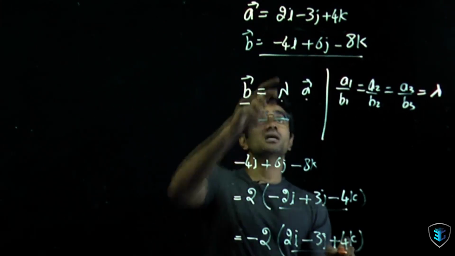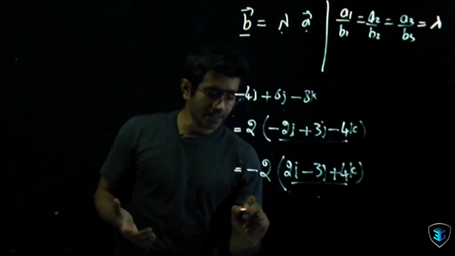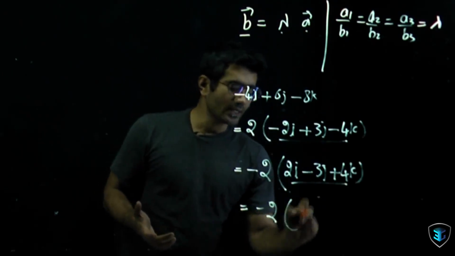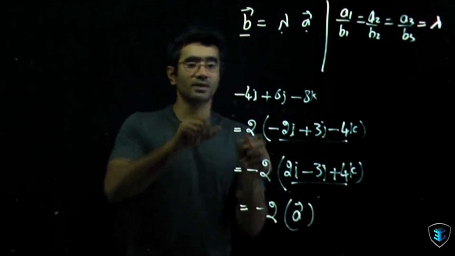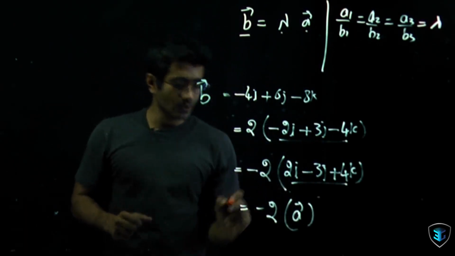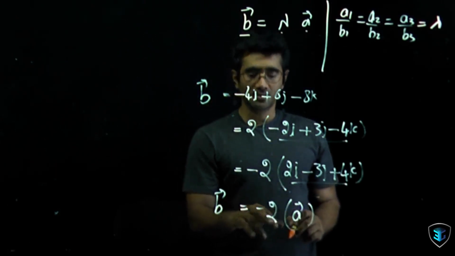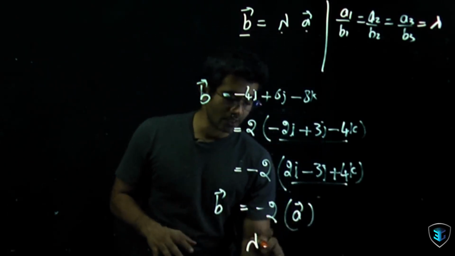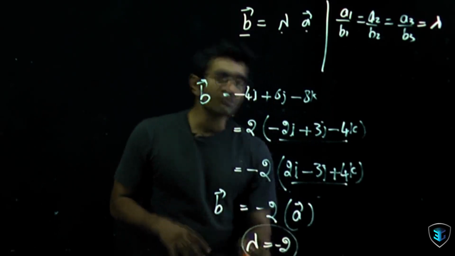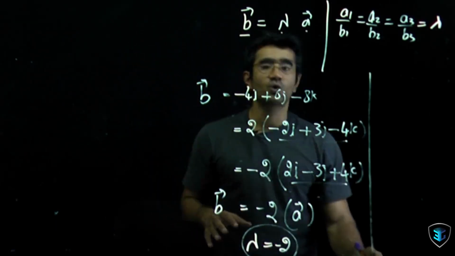Now, is this looking like vector A? Of course. Then I can write negative 2 times vector A, and I started with vector B. So this was vector B for me. I could write vector B as lambda times vector A, where lambda is negative 2. Now I can say yes, vector A and B are basically collinear.